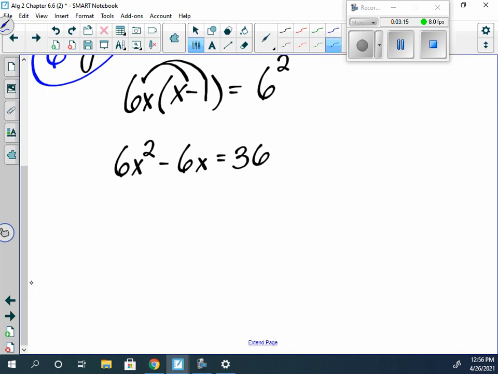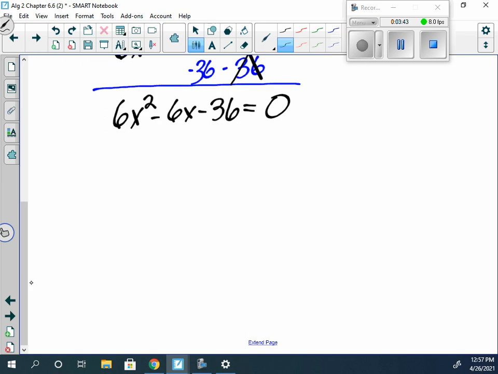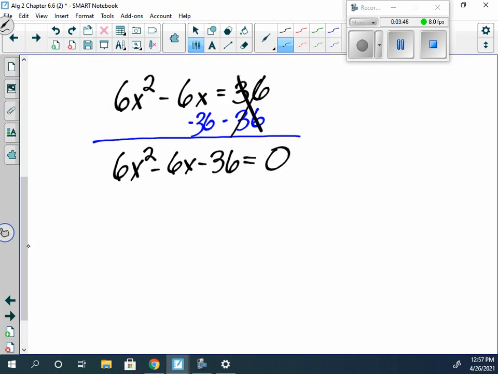Now, because this is a quadratic, we do have an x squared term. We need to get everything on the same side of the equal sign. And to do that, we can do what? Well, we can subtract 36 from both sides of the equation. And what that'll give us is 6x squared minus 6x minus 36 is equal to 0, because these will cancel out. Any questions on this so far?